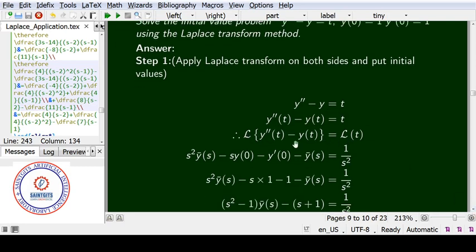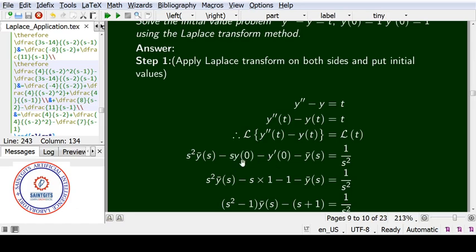Now apply Laplace transform on both sides. So L of y double dash of t minus L of y of t is equal to L of t. Now we apply the result on the Laplace transform of y double dash. Look at this expression, it contains a second derivative. So the Laplace transform starts with s square into y bar of s minus, now the power of s decreases by 1, that is s raised to 1, that is s into y of 0, again minus, the power of s decreases once more, that is s raised to 0, that is a constant, into y dash of 0.